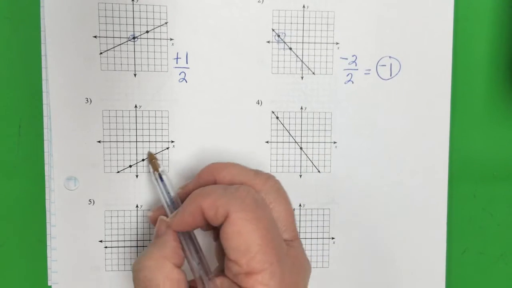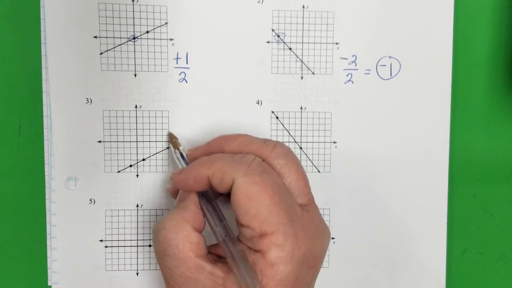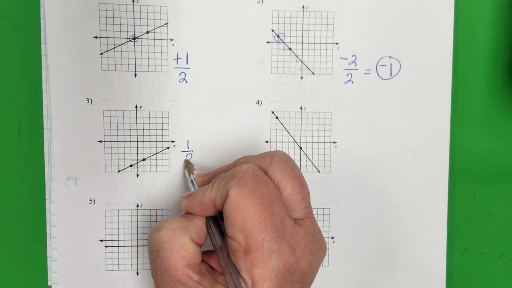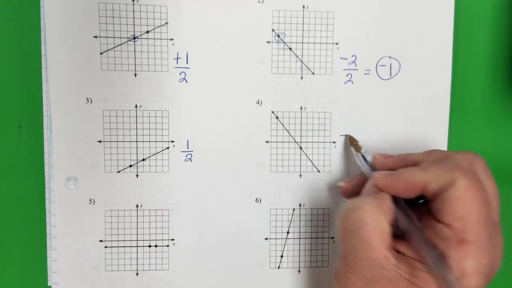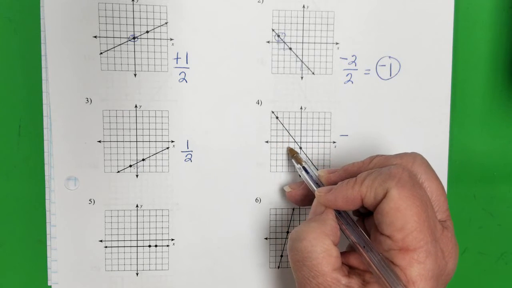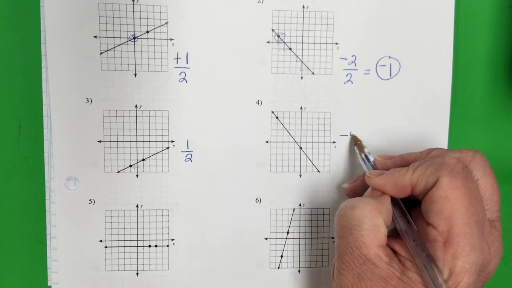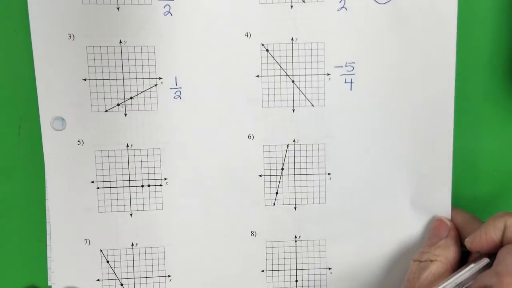All right. This is going to be positive, up 1 over 2. Can't simplify. We're done. This one, just looking at it, is negative, down 5 over 4. -5 over 4, and that can't be simplified.